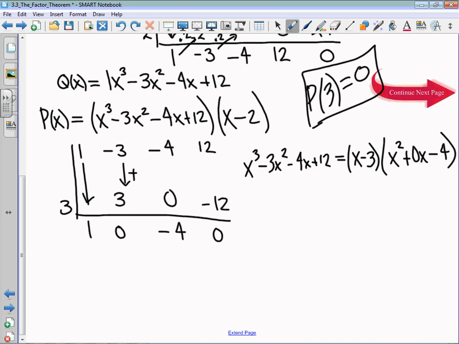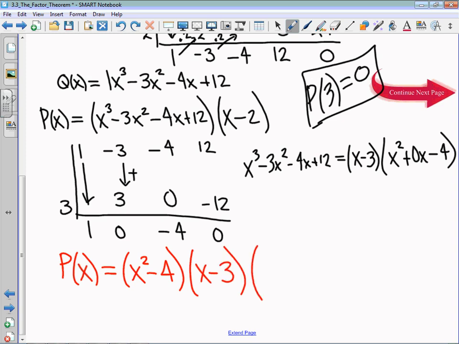These questions are definitely a little wordy. That means that the overall polynomial p of x can be written as that quadratic, x squared minus 4, times what we divided q of x by, that's x minus 3, times what we divided p of x by, which is x minus 2. And again, now we see that the quartic can be written as a quadratic, x squared minus 4, times 2 degree 1s.